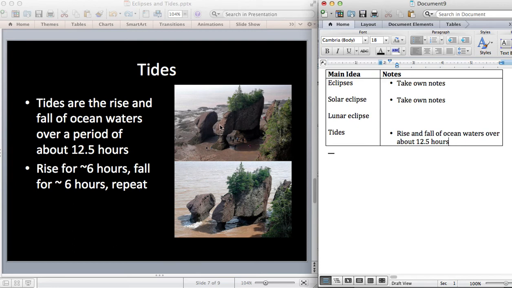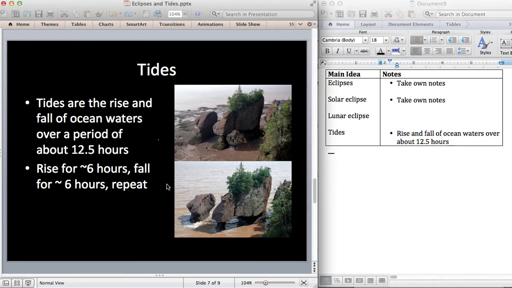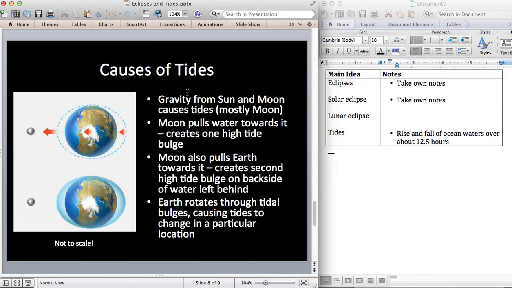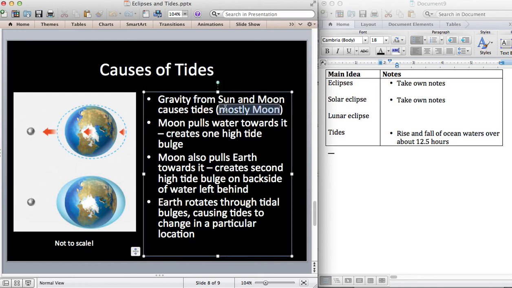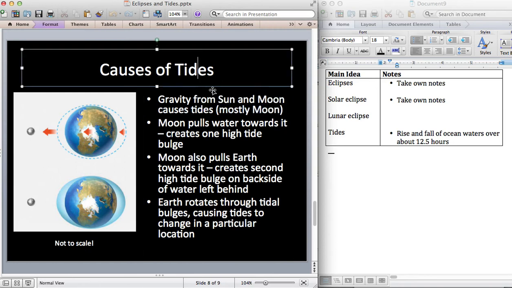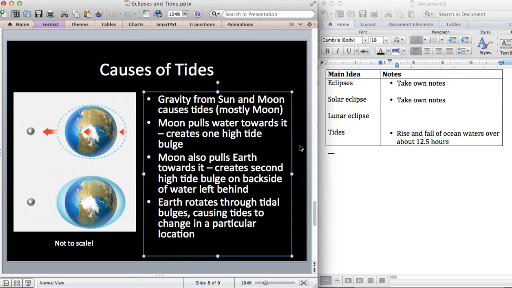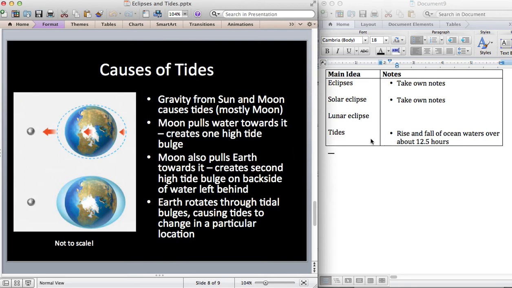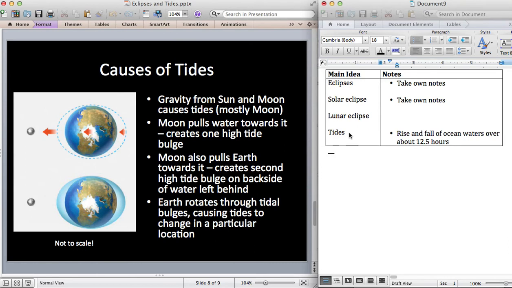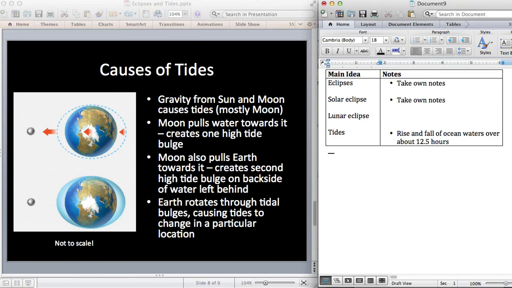How does the moon cause this movement of water on the Earth's surface? So we're not going to worry as much about the tidal difference and how much the tide moves up and down as to why it moves up and down. And it turns out that has to do with gravity from the sun and the moon, but mostly the moon. The sun, we'll see, has a role in making tides bigger or smaller, but the moon is what really causes the tides. So tides have causes.